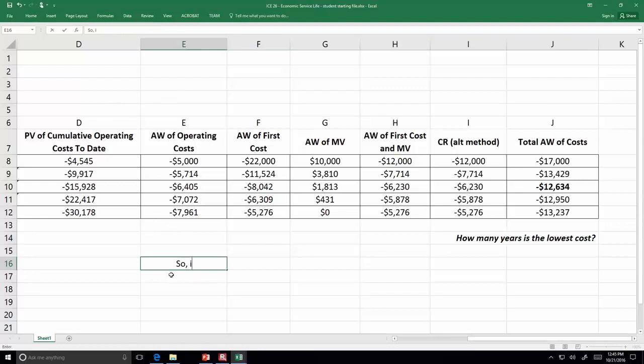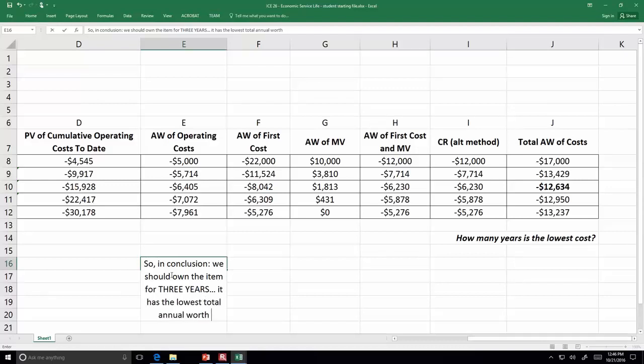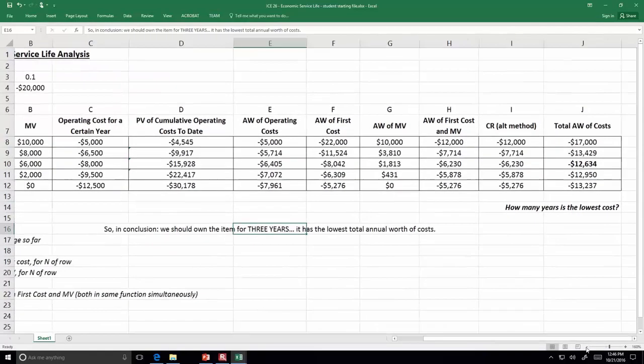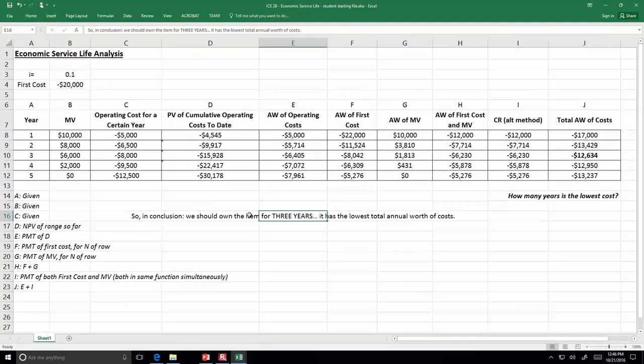So I'm going to say, so in conclusion, we should own the item for 3 years. And then the rationale for that is it has the lowest total annual worth of costs. And then that reminds us when we come back to it later what the judgment was and how we arrived at that particular decision.